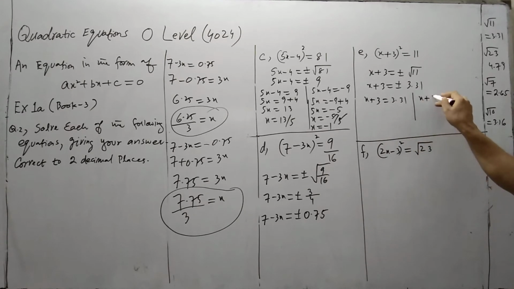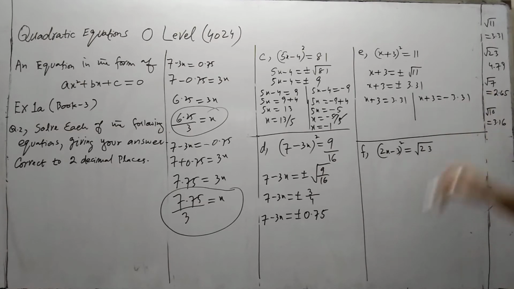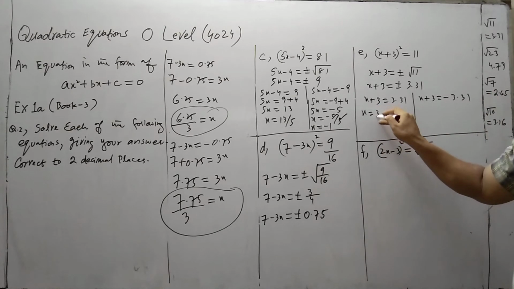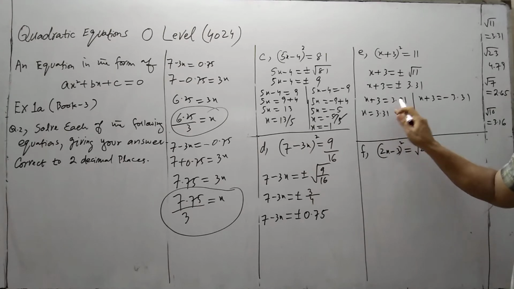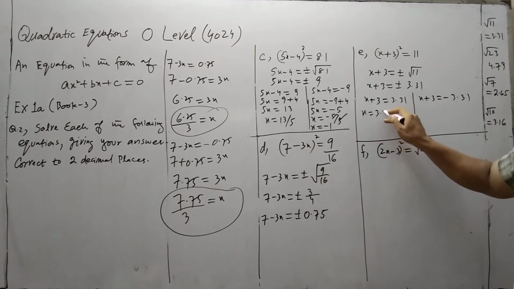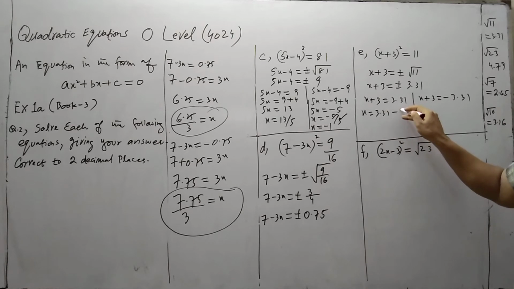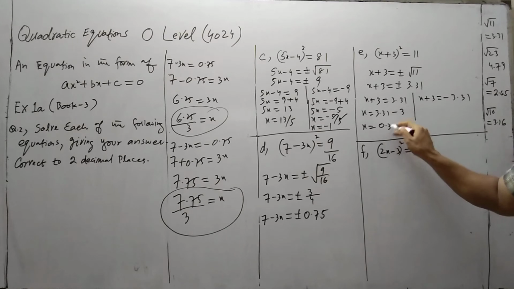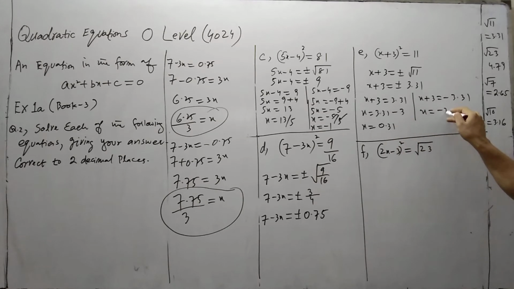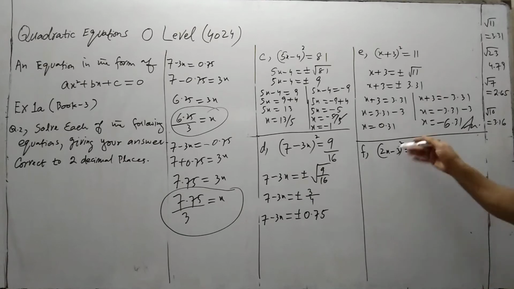Then x plus 3 is equal to minus 3.31. x is equal to, sorry, x is equal to 3.31, move this 3 to the other side, minus 3. And 3.31 minus 3 is 0.31. Similarly, x plus 3 is equal to minus 3.31. Move this 3 to the other side. So x is equal to minus 3.31 minus 3, which is minus 6.31. Answer. It's very easy. See this part F.